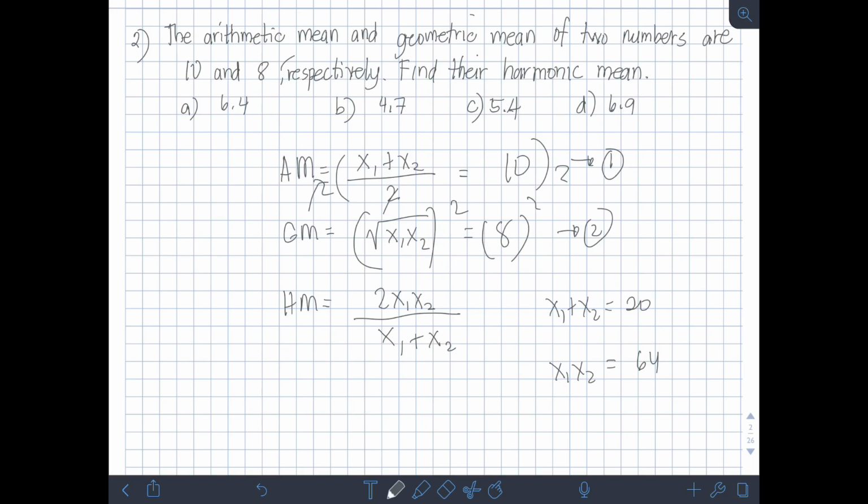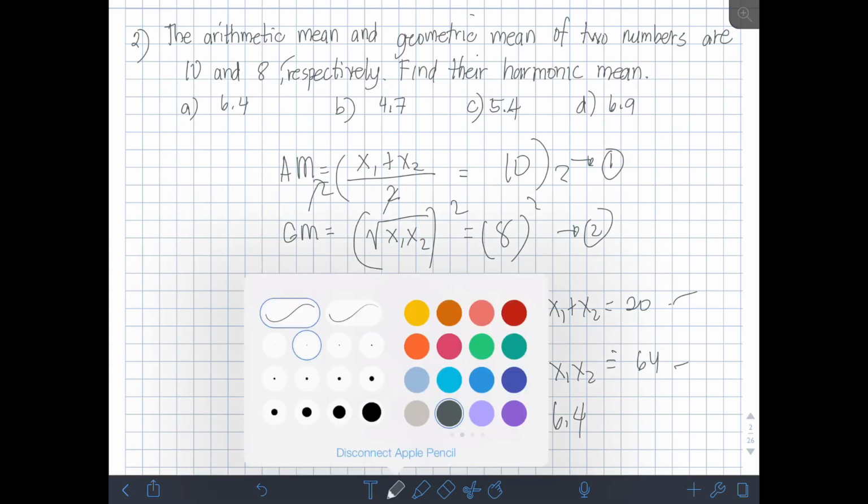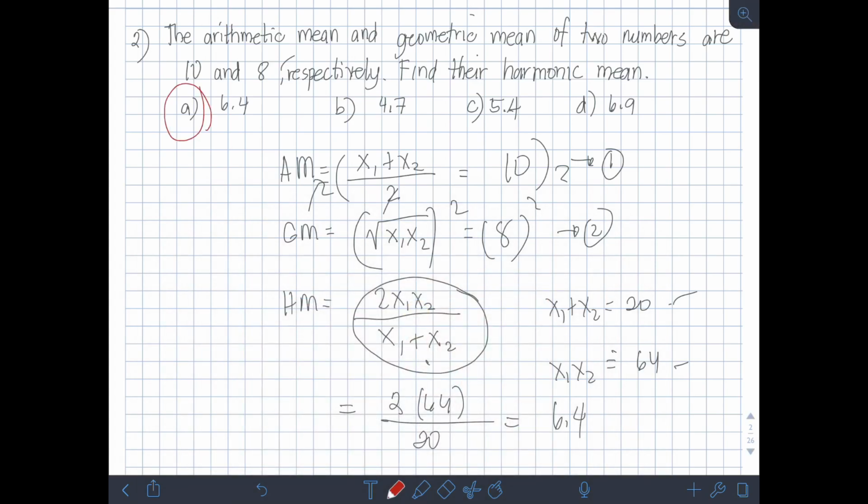Okay. So, mapapansin nyo, dito sa formula, harmonic mean, meron tayong product na value, 64. Meron tayong sum na value, 20. So, pwede nyo i-substitute yan. So, parang 2 times yung x1 times x2, ito, 64, over x1 plus x2, diba ito, 20. So, using calculator, masasolve nyo yung harmonic mean as 2 times 64 over 20 or simply 6.4. Okay, so therefore, the answer is letter A.